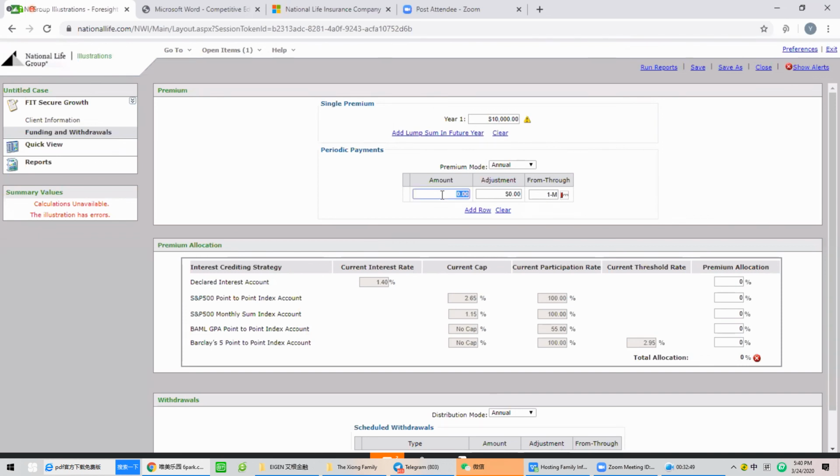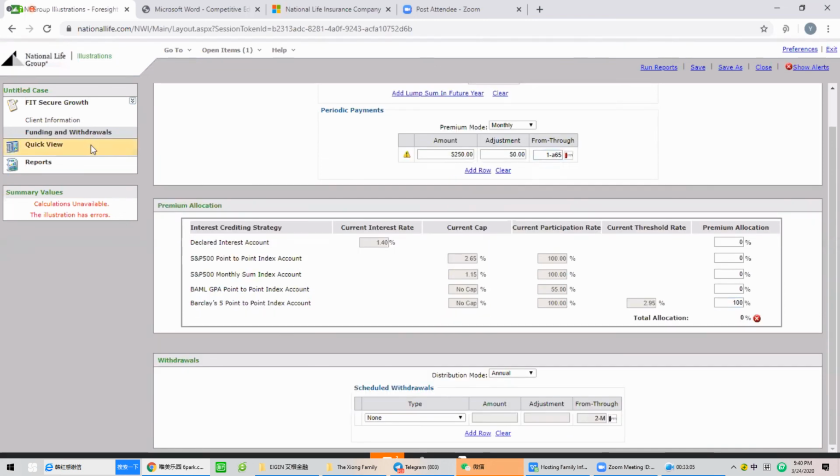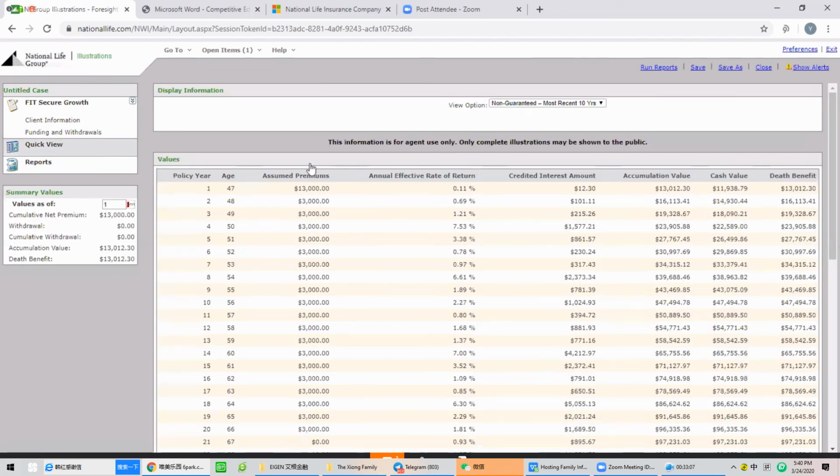And so you can actually do an illustration saying the client is comfortable paying $250 a month and they want to only contribute until age 65. This is just an illustration. And so you can specify $100, 100% on Barclays. And when you do a quick view, it's going to give you a very clear explanation of how much they would have ended up accumulating and what the cash value would be at the retirement age of 65.